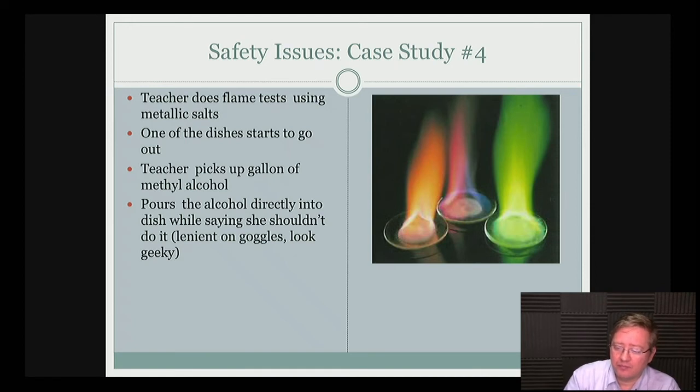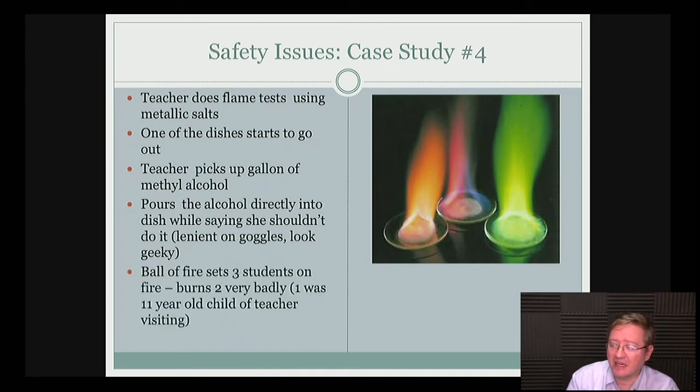Now, three kids got burned badly during this experiment. In fact, the teacher had an 11-year-old son who was visiting at that point in time and set his son on fire. Two of the students got burned very badly. Now, the teacher did use the fire blanket to smother the fire on the son. He was not hurt badly.